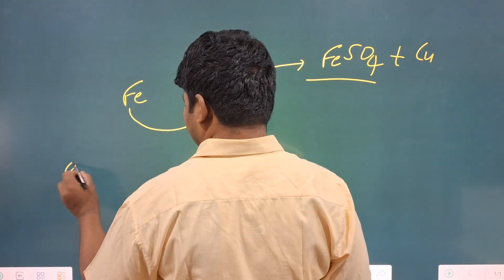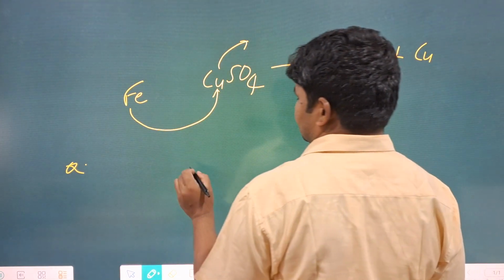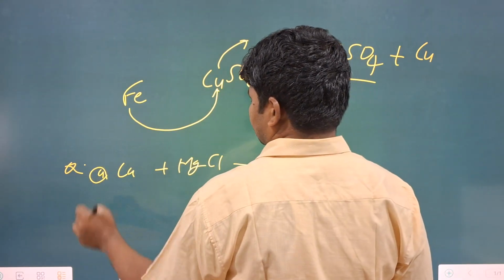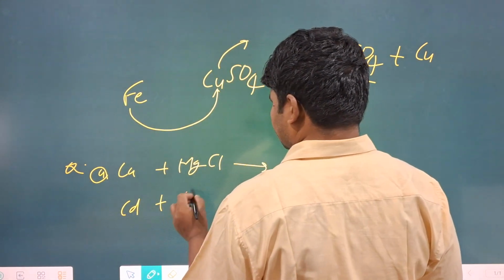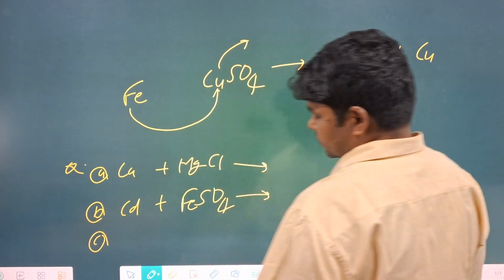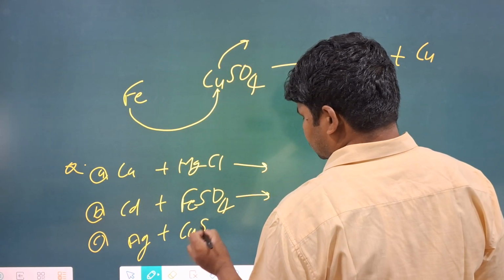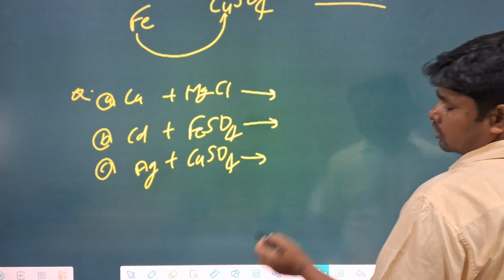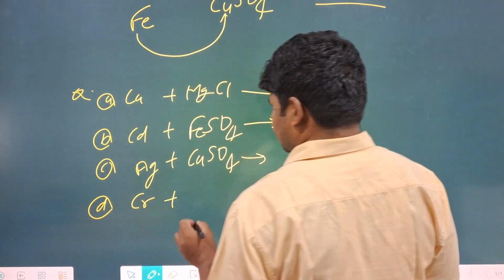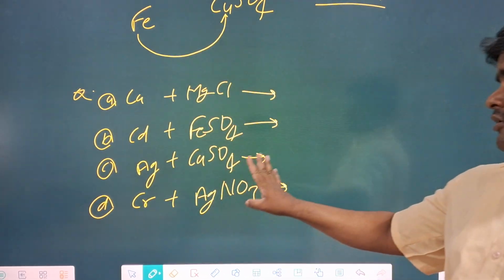And also the question says which one of the following reactions is possible or which is not possible, like A, MgCl2 plus Cu, B, Cd plus FeSO4, number C, Ag plus CuSO4, and number D, chromium plus AgNO3. The question says which one of the following reactions is possible.